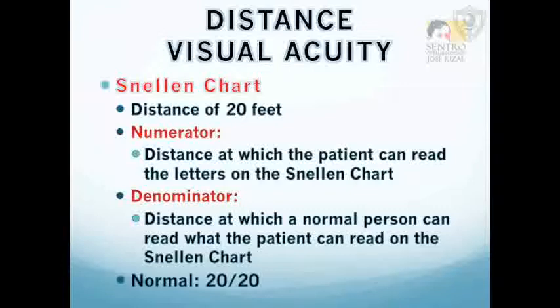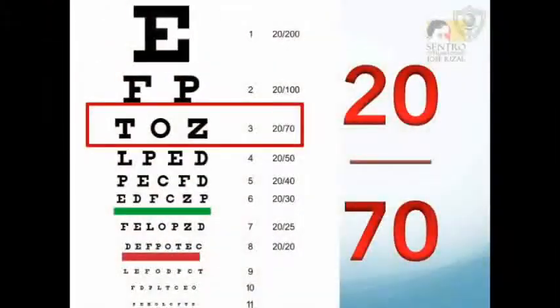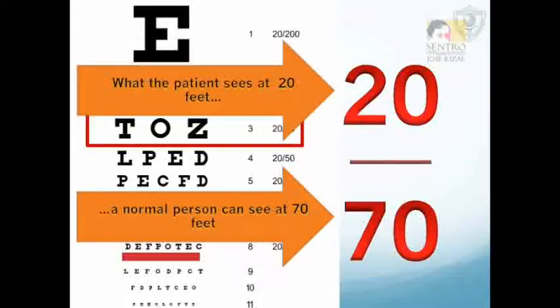The numerator corresponds to the distance at which the patient can read the letters on the Snellen chart, while the denominator corresponds to the distance at which a normal person can read what the patient can read on the chart. The normal visual acuity is 20/20. For example, if the patient can read the third line, TOC, the visual acuity is recorded as 20/70. This means that what the patient sees at 20 feet is seen by a normal person at 70 feet.